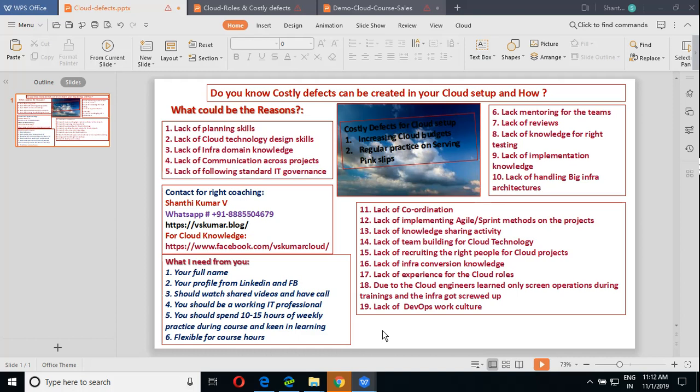Now, what happens with this kind of lack of activities? Costly defects are created, it increases the cloud budgets, and regular pink slips are being served. The HR teams are always busy: one team is hiring, another team is firing. So whom to fire? What steps do they need to follow? You might have watched it in the news globally also.